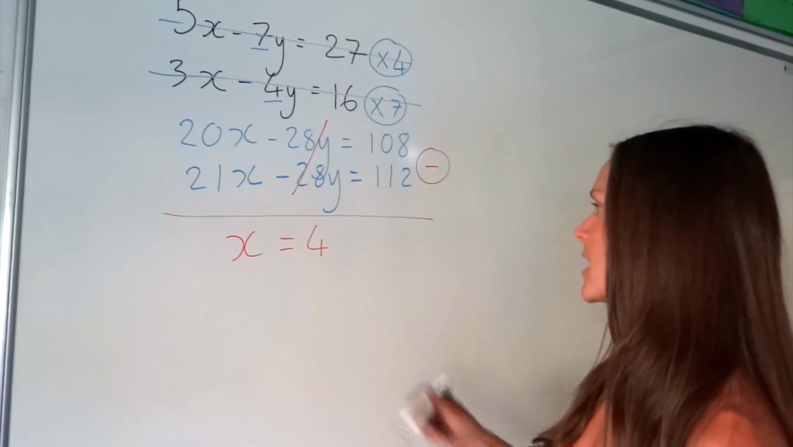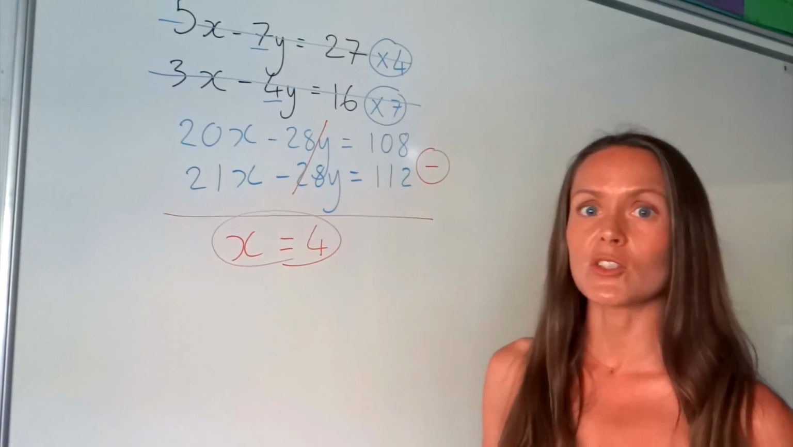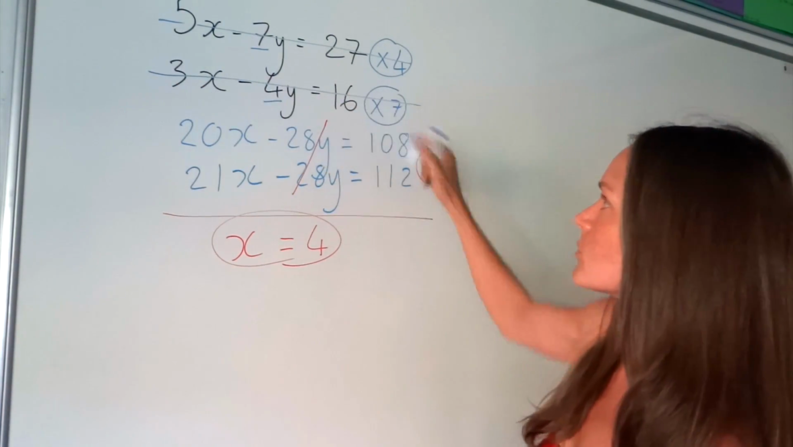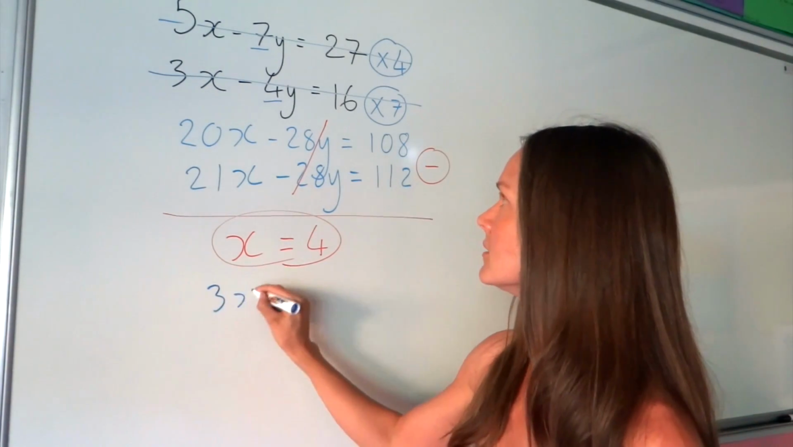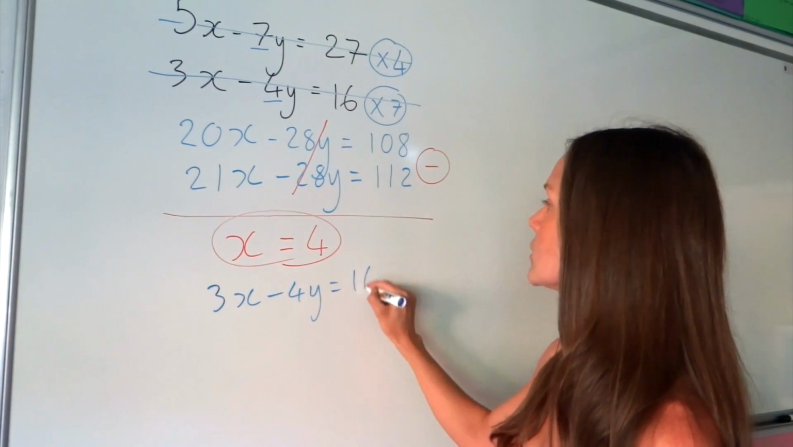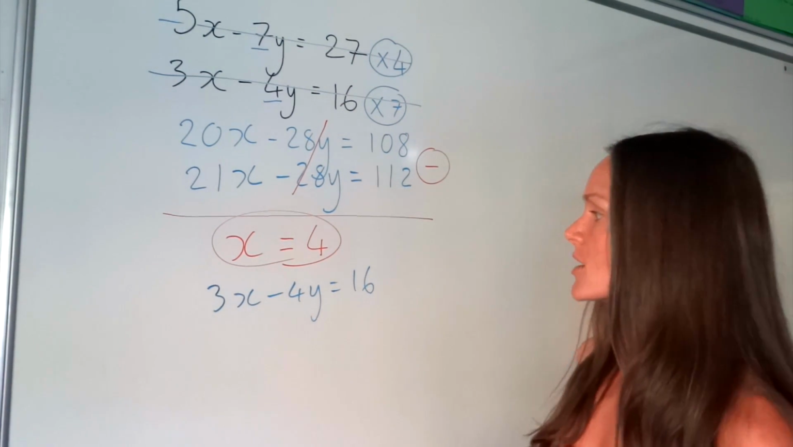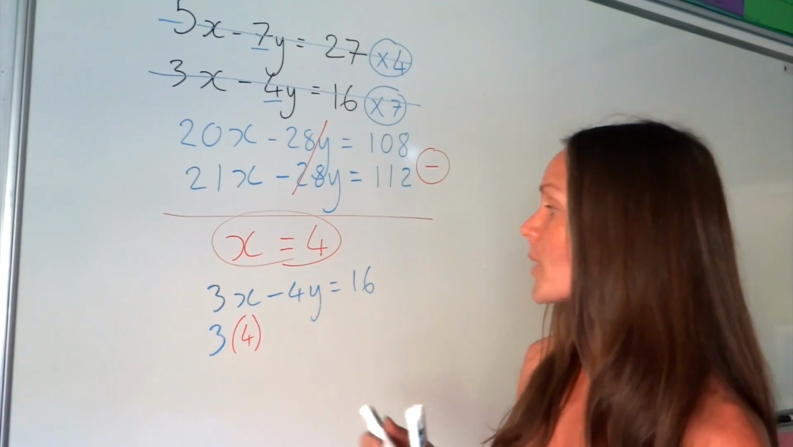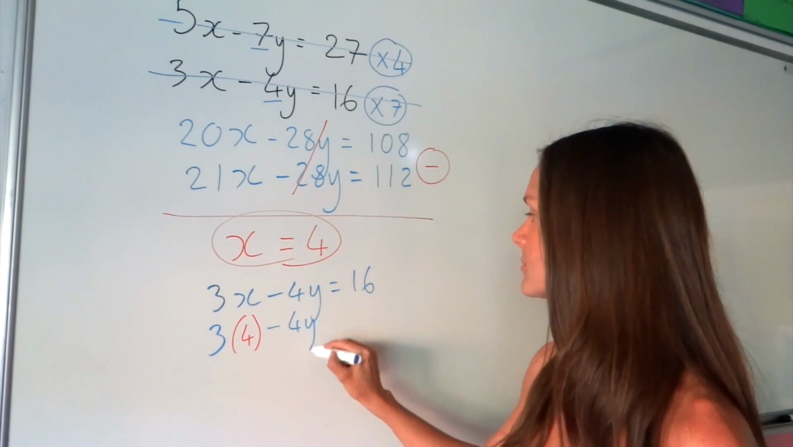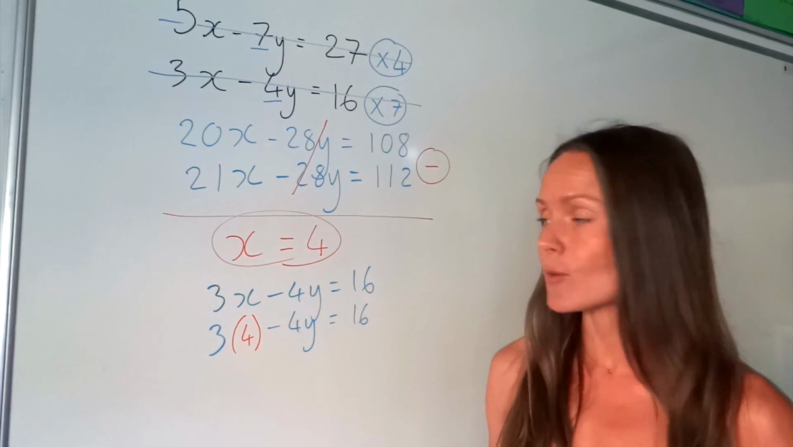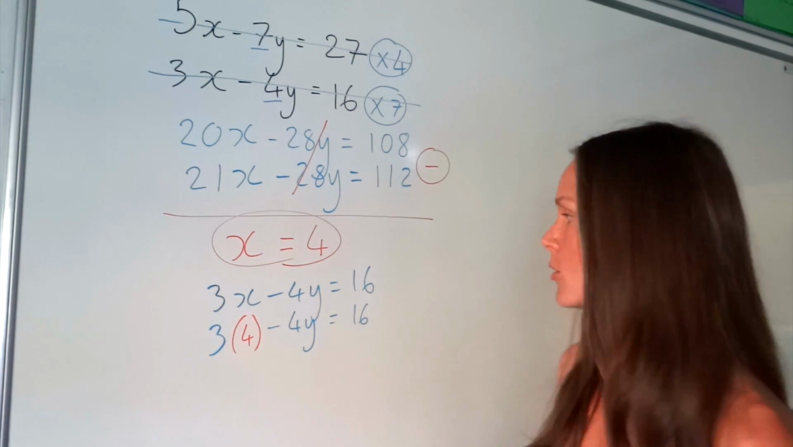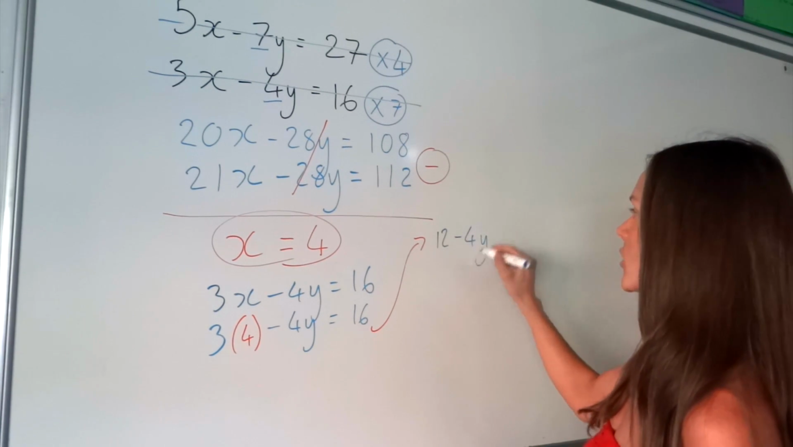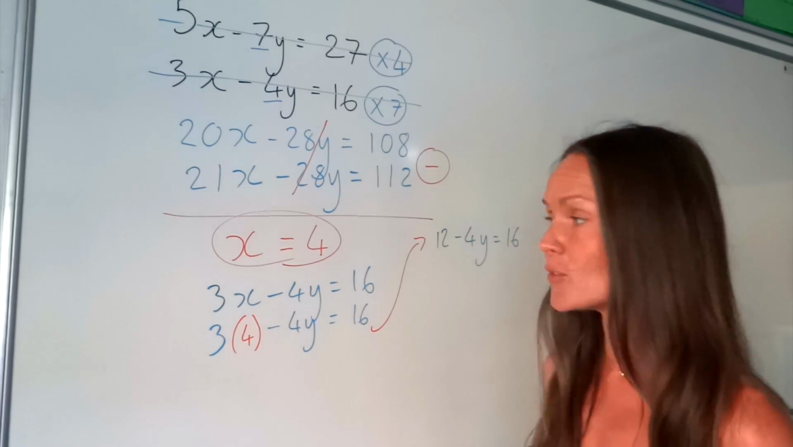Alright, so remember the next step is to substitute that into one of the original equations. So let's say we choose this one here, 3x minus 4y. So I'm going to write that out again. And then I need to replace the x value with 4. So instead of writing 3 times x, we've got 3 times 4. but everything else stays the same. Okay, now I can calculate that. Well, 3 times 4 is 12. Everything else stays the same for the moment. I like to show all of my working out. It's harder to make a mistake if you do that.